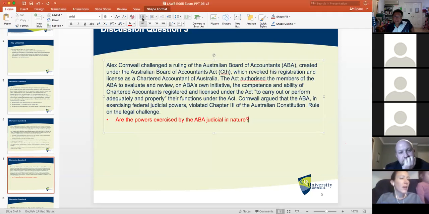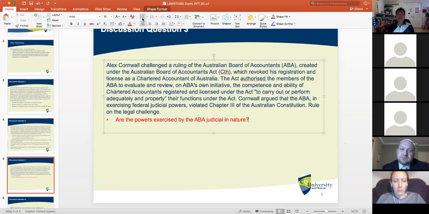I haven't looked at this question to be honest, but I'm looking at whether it would be within the capacity to revoke his registration and license as a chartered accountant of Australia. I'm assuming straight away it's a federally governed body, like ASX or something like that, that would actually be able to do that.